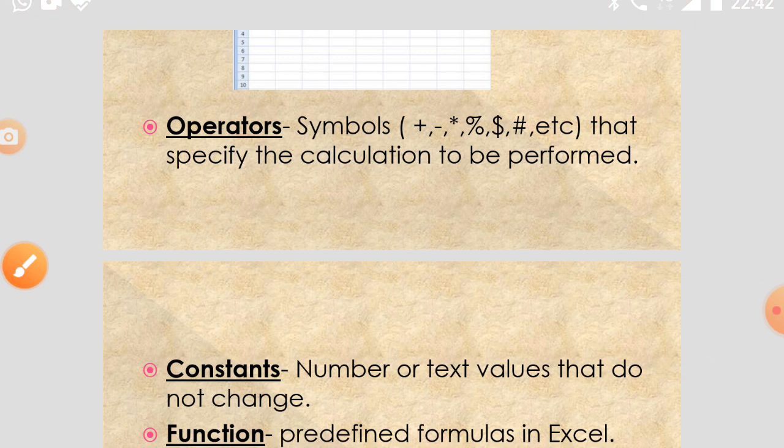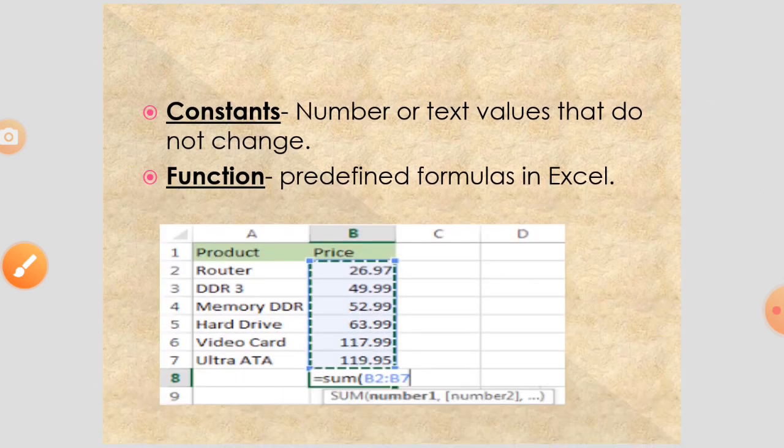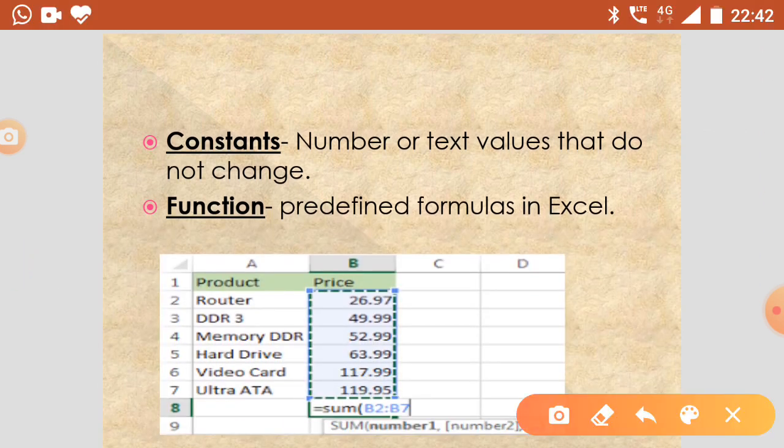Now come to the next point, that is constant. Constant is a number or text value that does not change. The number and the text that do not change is known as a constant. You also read about the constant in maths.